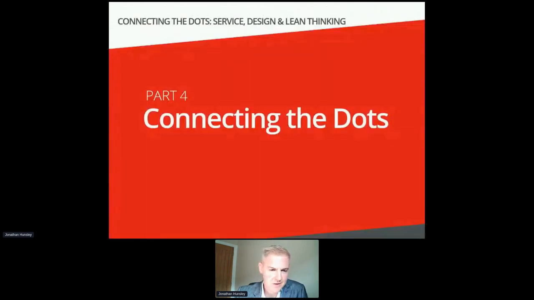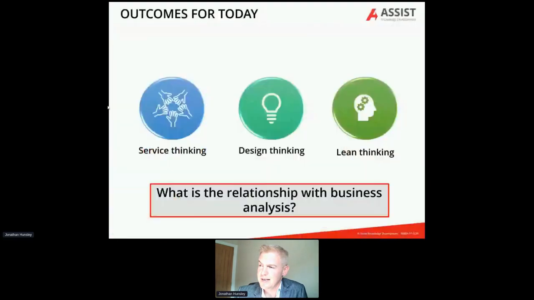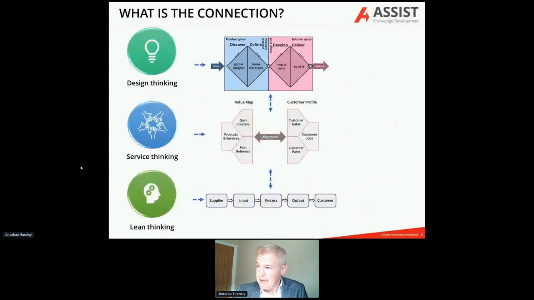So let's try and connect the dots then, and this is quite a challenge. So we started with these three thinking approaches, and the question, well, how do these three thinking approaches relate to the discipline of business analysis? Well, design thinking, we've got an exploration of the problem space, divergent and convergent thinking, followed by the exploration of the solution space, again with the divergent and convergent thinking, to try and build solutions that work for the recipients of those solutions, to solve the problems, issues, opportunities at hand within our organizations. So a huge overlap between design thinking and the field and domain of business analysis.